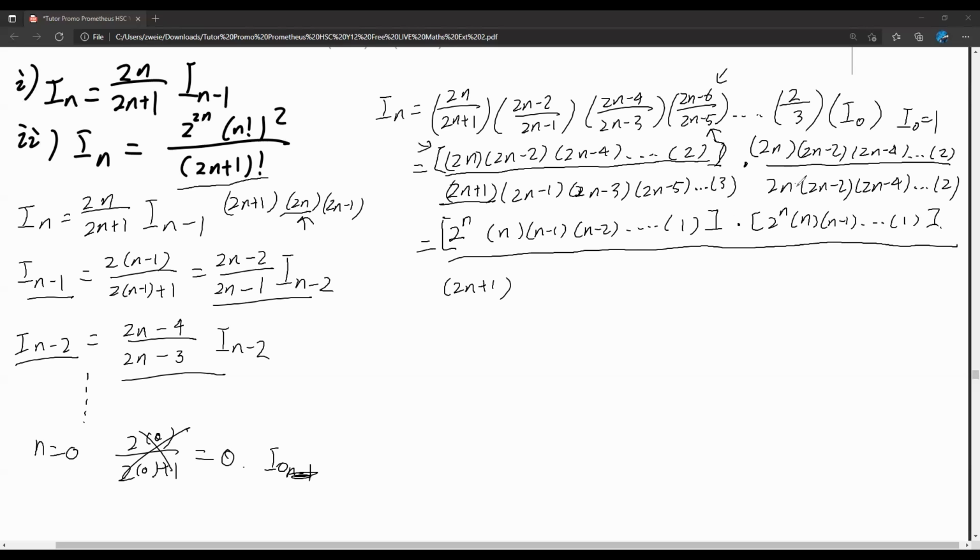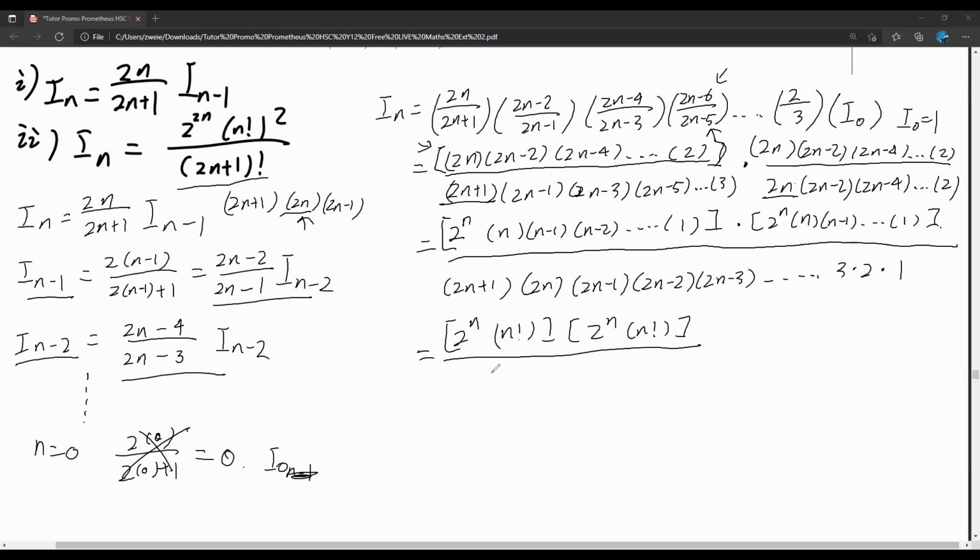Now, because they're timesing each other, I can move the 2n forward. So 2n minus 1, 2n minus 2, and then 2n minus 3, and so on until my 3 times 2. And if you want, put that times 1 in the end if it really bothers you, to make that full factorial. At this step, I think it is very clear. What we get on the top is 2 to the power of n times n factorial in my first. And now I also get another 2 to the power of n and n factorial on my second square bracket. On the bottom, I just get 2n plus 1 factorial.